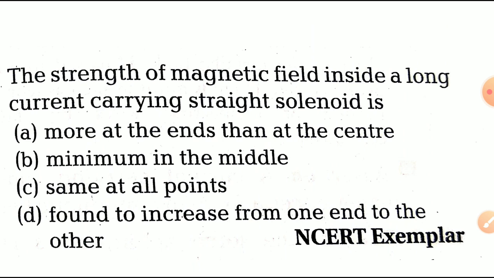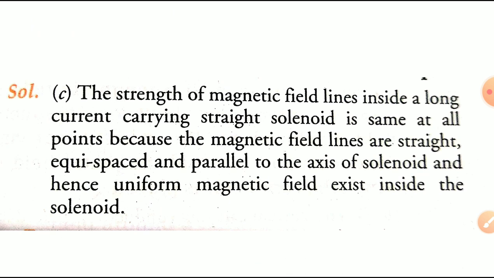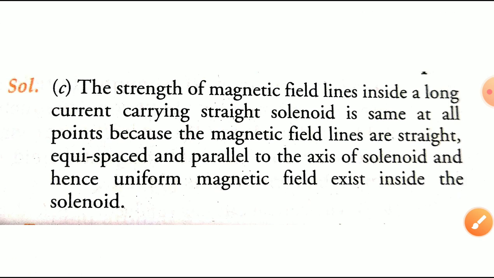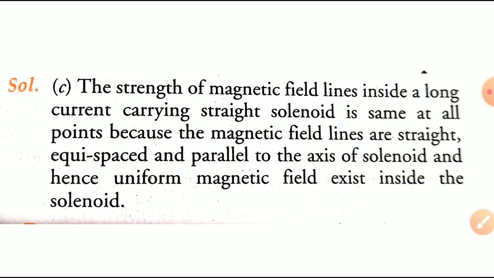We have already studied the topic of solenoid and we know it is a very strong magnet. So definitely it will be the same. The answer is C, that is, same at all points. The strength of magnetic field inside a long current carrying straight solenoid is the same at all points, because the magnetic field lines are straight, parallel to the axis of the solenoid, and a uniform magnetic field exists inside the solenoid.